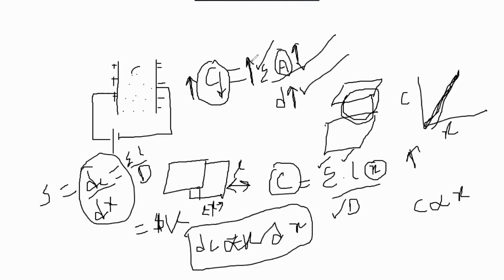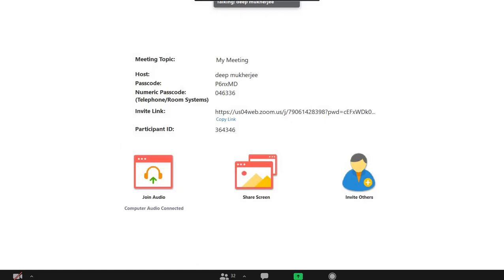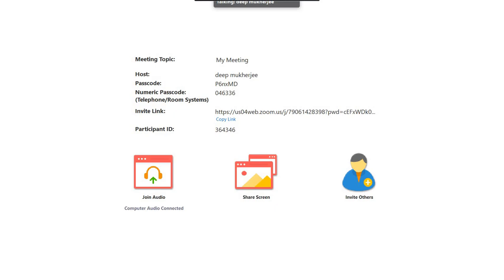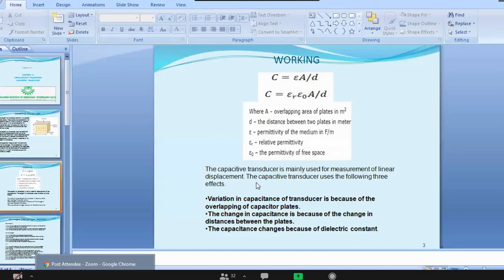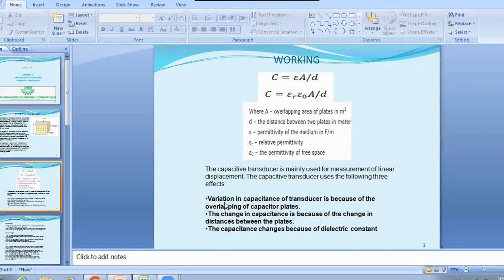The next thing is changing the dielectric medium. The first one was the variation in the capacitance transducer because of overlapping of the capacitor plates, which we have explained. Second is the change in capacitance because of the change in dielectric constant.